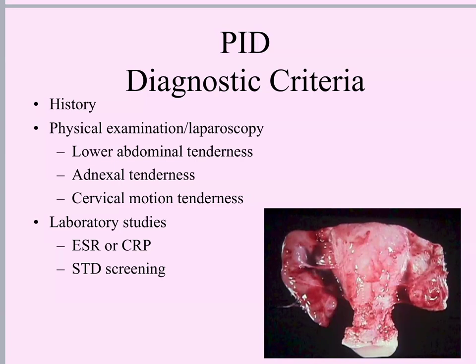Lab studies would include blood tests called an ESR or a CRP, which are measurements of inflammation, basically. So those would be elevated. They're not specific to PID, but if someone has all these other symptoms, it's very likely they have PID. And an STD screening. It's really important that we screen for those STDs.